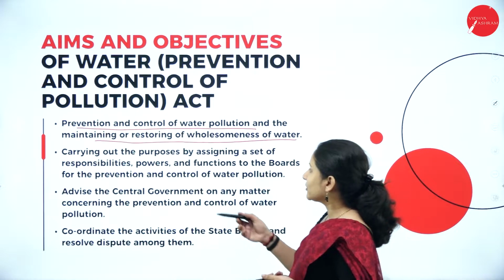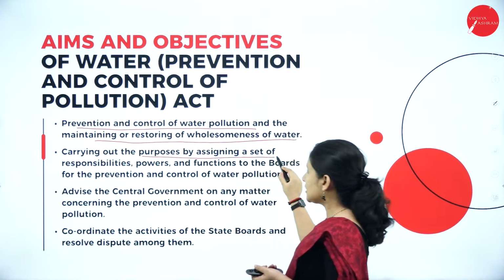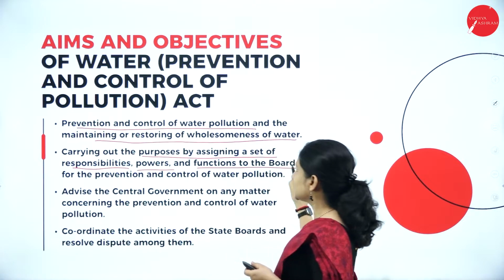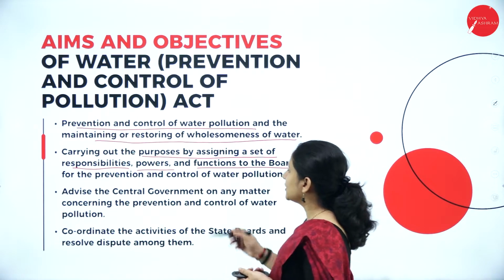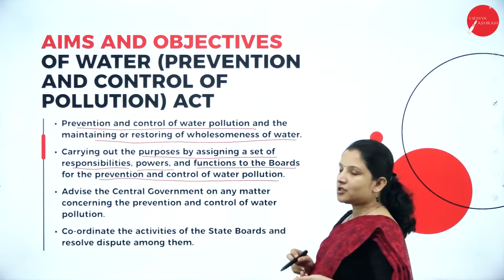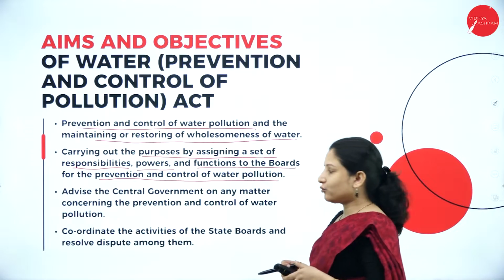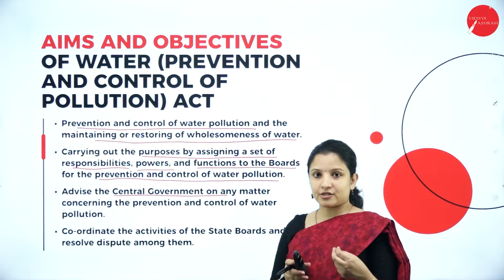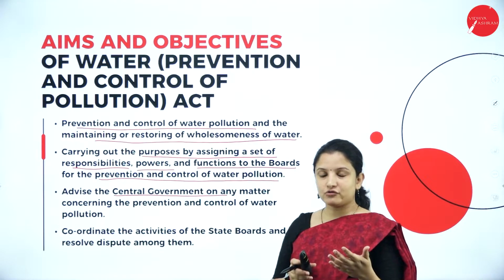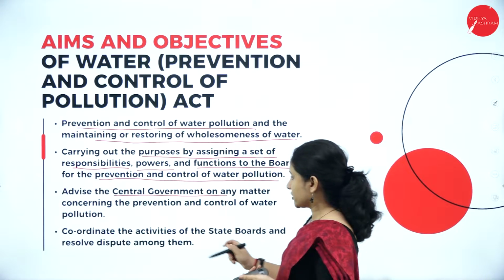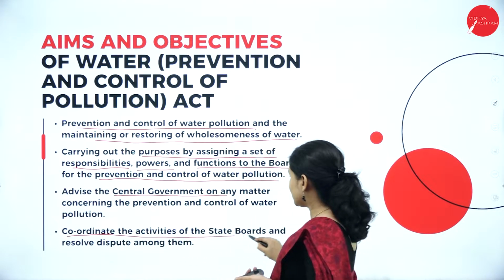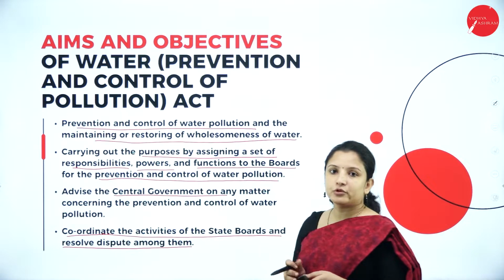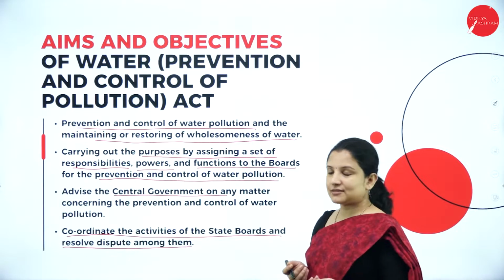And this act also carries out the purpose of assigning a set of responsibilities. They assign powers and functions to the central and the state boards for the prevention and control of water pollution. And they also provide advice to the central government on any matter that is related to or concerned with water pollution and the prevention of water pollution. And it coordinates the activities of the state board and it tries to resolve the water pollution problem within the states.